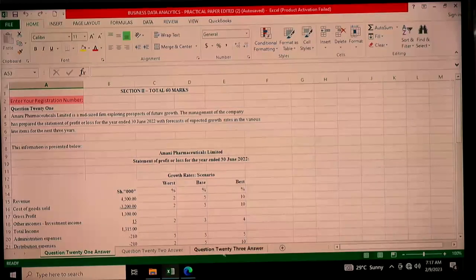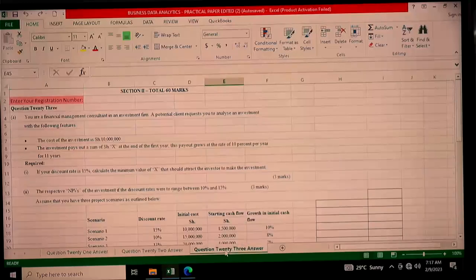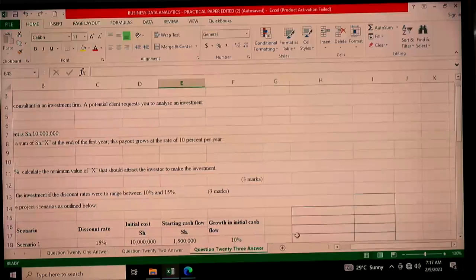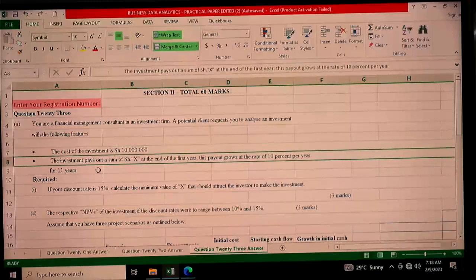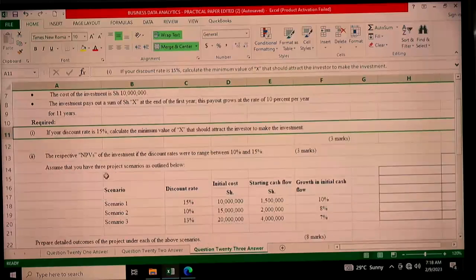So the question that we are going to tackle is question 3. In question 3, we had 2 sections. In the first one, you are supposed to compute an investment. That is what you are going to start today. You are a financial manager, consultant, and a potential client requests you to analyze an investment. Here you are given the cost of investment, the investment payouts, and a number of things. That is what you are going to discuss today.